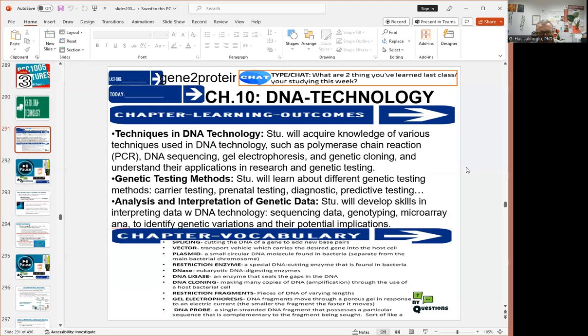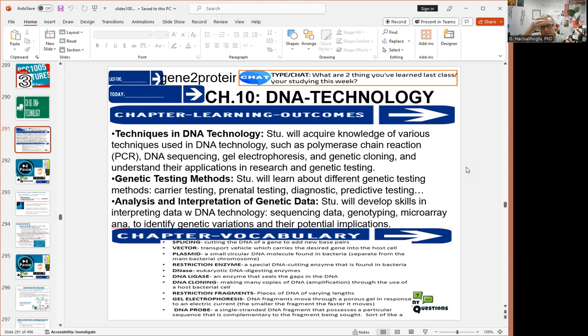So this is chapter 10 in the Orange Book, which is called DNA technology. The last topic was gene to protein, where we learned how genes are eventually converted to protein. But today is DNA technology, which is basically also called biotechnology. If you hear the term biotechnology, that's a pretty interchangeable word with DNA technology. Okay, so let's get started.